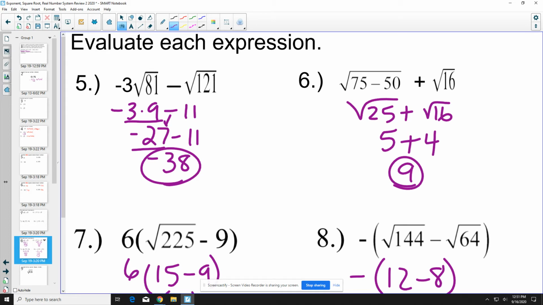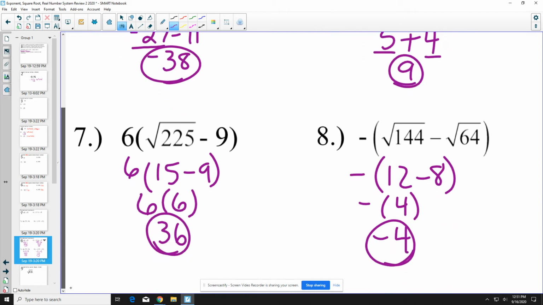Number 6, you got to take 75 minus 50 to get 25. And then the square root of 25 is 5, the square root of 16 is 4. Last thing you do is add to get 9. Number 7, we got to do our parentheses first, but first our square roots before we subtract. So square root of 225 is 15. 15 minus 9 is 6. Remember, when they're written close together here, it means multiply. So you've got 36.